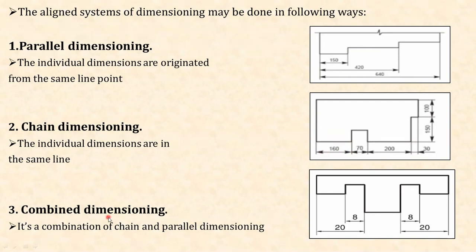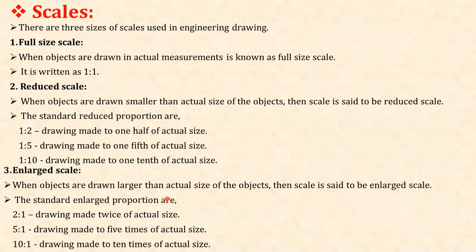The third one is the combined system of dimensioning. Consider this as the object we are going to dimension. This is the first feature, which we have dimensioned as 20 in length. The second is 8 in length. See here, both are mixed. This one has started from one point and this one is starting from another point. So this is chain dimensioning, and these are starting from the same point, so parallel dimensioning as well. So in this object, both parallel and chain dimensioning are used. Hence, this is the combined system of dimensioning.